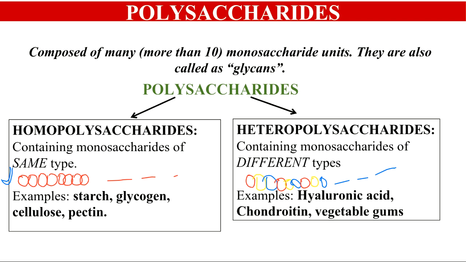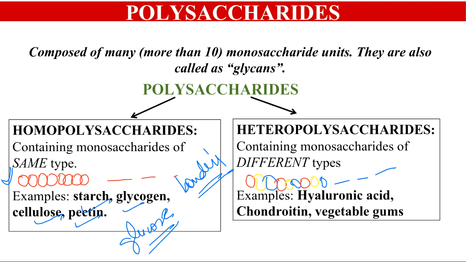Now the examples of homopolysaccharides are starch, glycogen, cellulose, and pectin. All these examples listed on the screen right now are homopolysaccharides, and they are all made up of glucose only. It's a coincidence that these homopolysaccharides are all made up of glucose. Now you might ask, if they are all made up of glucose, how are they different from each other? They are different on the basis of the bondings and the branchings. So that we will see.